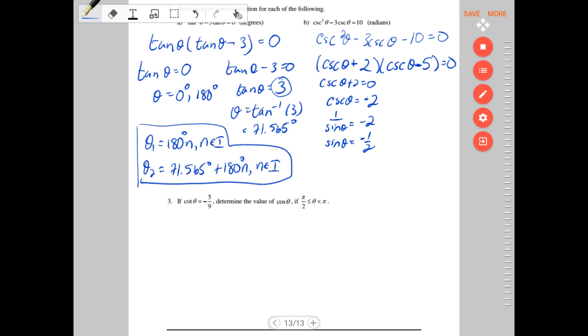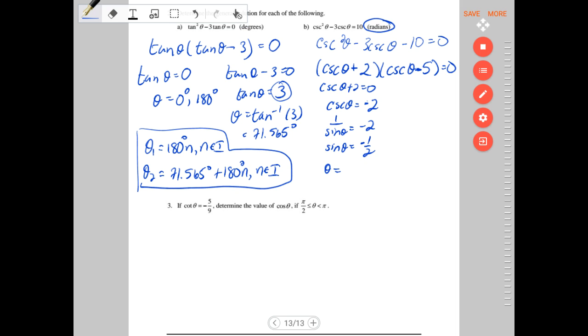Negative 1/2 is on our unit circle, and if you look at the CAST rule, sine is positive in quadrants 1 and 2, which means it's going to be negative in 3 and 4. Sine equals 1/2 at pi over 6's, so we just need the pi over 6's in quadrants 3 and 4. So theta equals, and again, remember that we're told the question has to be answered in radians. So the pi over 6 in quadrant 3 is 7 pi over 6, and in quadrant 4 is 11 pi over 6.